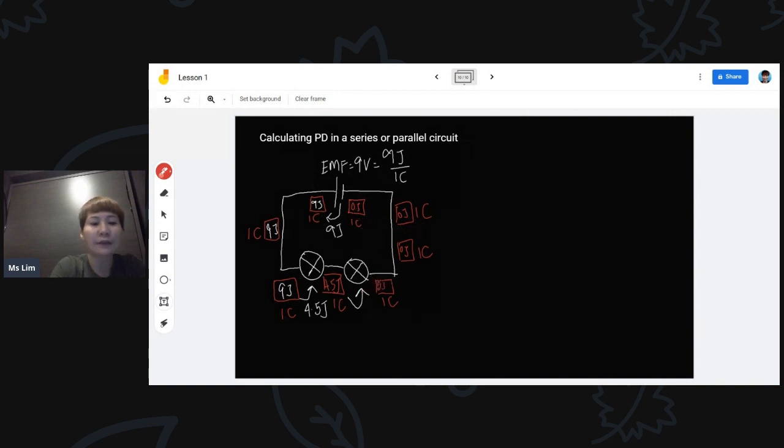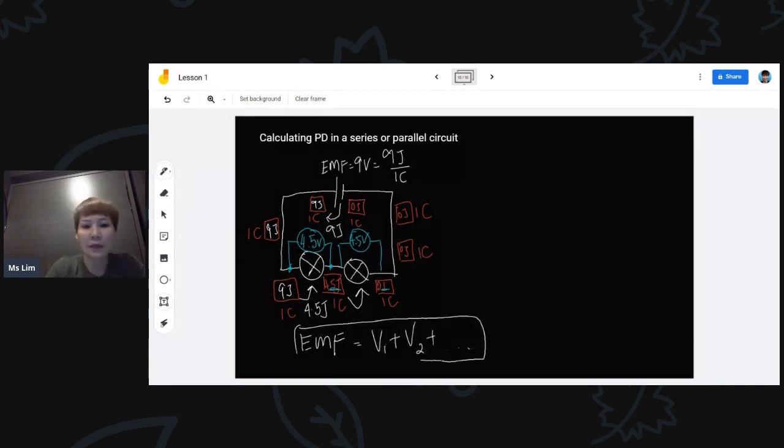So if I were to place a voltmeter between the first light bulb, it will show me that it takes 4.5 joules for every coulomb. Therefore, the potential difference here is 4.5 volt. If I were to put another voltmeter to measure the energy difference between the charge before and after the light bulb, it will also show 4.5 minus 0, which gives 4.5 volt. So for a series circuit, the EMF of a cell will be equal to the sum of the individual potential differences.